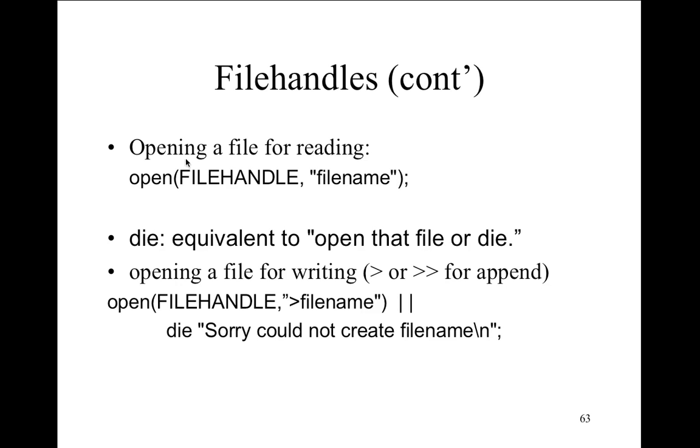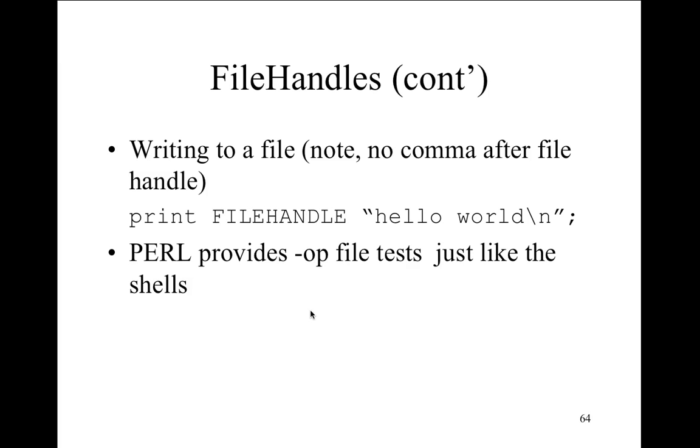And here we have die, which is the equivalent of open that file, or die. Die here means, sorry, could not create the file name, if the file handler was larger than the file name, which means it didn't actually open. Die is kind of an interesting thing. It's an automated way of doing error checking. Normally you do a try and a catch. So die is kind of equivalent to a catch and an exit, really, because die basically closes down everything. It's a stop command.